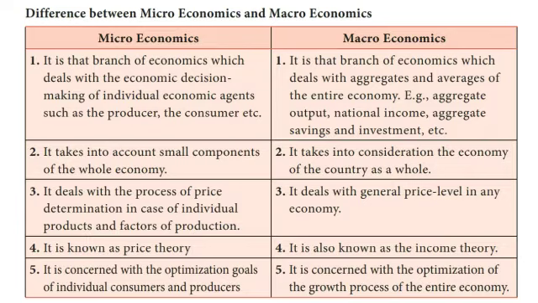Macroeconomics is that branch of economics which deals with aggregates and averages of the entire economy. Examples: aggregate output, national income, aggregate savings and investment. Second, microeconomics takes into account small components of the whole economy. Macroeconomics takes into consideration the economy of a country as a whole.